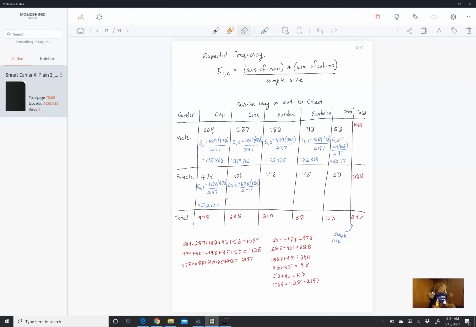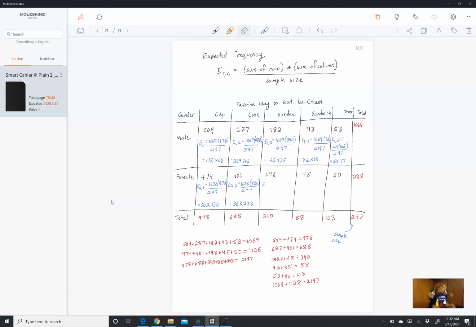And we get for this one... this did not come out. I'm just going to rewrite this number. It did not come out. I want you to be able to read it. 353.238.